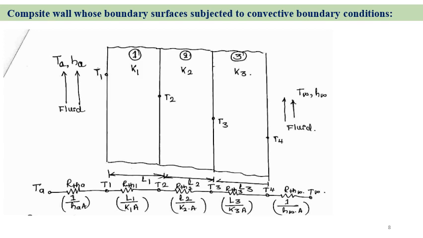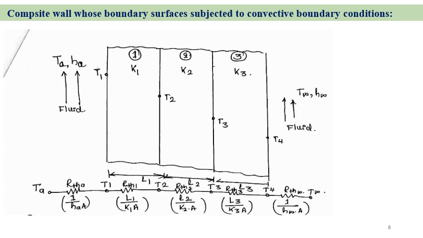Next, if you change that to the electrical analogy, or write a resistance circuit diagram, you can write a circuit with the thermal resistance for the convective boundary condition, then T1, the inside surface temperature of the composite wall, and the thermal resistance R_th1, which is the resistance due to conduction in material 1, and T2 is the interface temperature of materials 1 and 2.